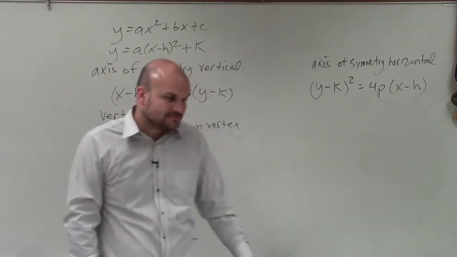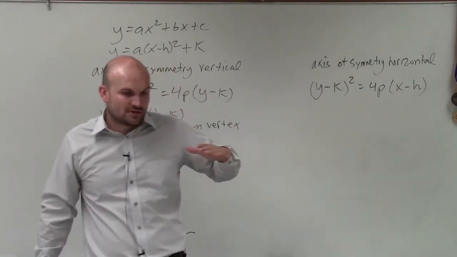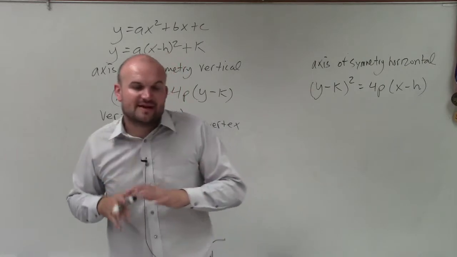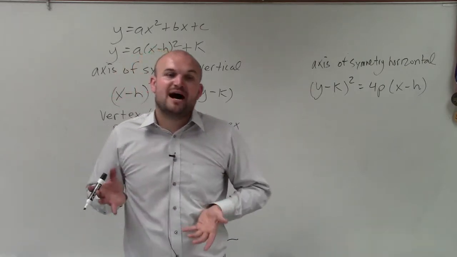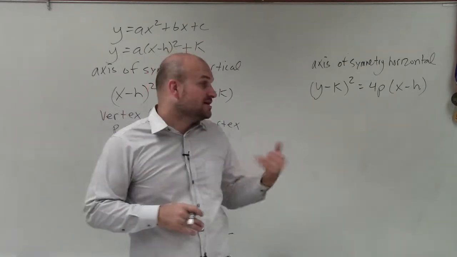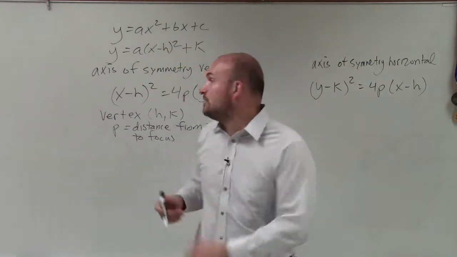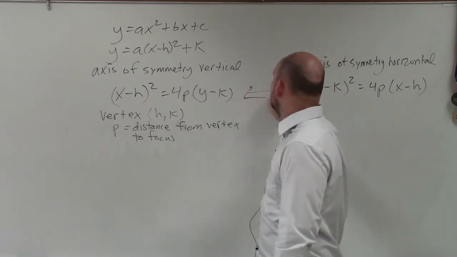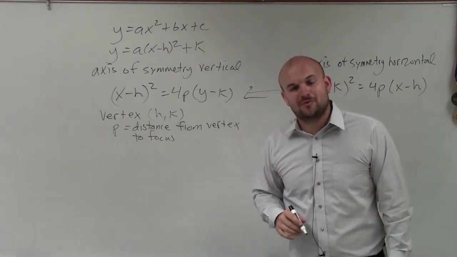p as well. So just note that this is only for parabolas that have a horizontal axis. If p is positive, it opens up to the right, and if p is negative, then it opens up to the left. So there you go, ladies and gentlemen. Those are your two equations that we'll be using for conic sections of parabolas. Thanks.